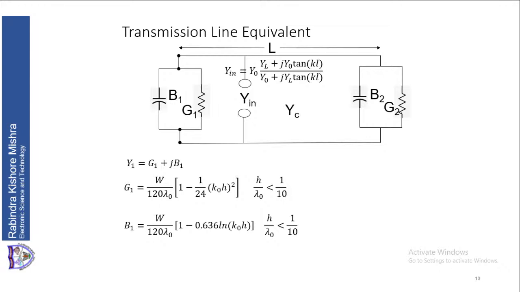Similarly, B1 is equal to W by 120 lambda 0 into (1 minus 0.636 natural log k0 h). Again, h by lambda 0 is less than 1 by 10. And usually Y2 is equal to Y1, G2 is equal to G1, B2 is equal to B1. So this is the transmission line formula for calculation of input admittance and input impedance of the transmission line. We have seen the resonant frequency of the microstrip antenna. We have seen the input impedance or input admittance of the microstrip antenna up to this point. This is what is in your course. Mostly this is what will be asked in the examination.